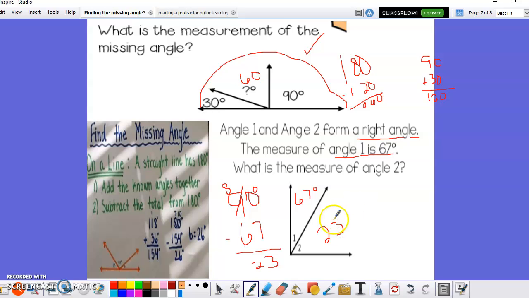Well, I want to make sure that I have a correct answer, so I'm just going to say 67 plus 23. If it equals 90, then I know I am correct. And it does equal 90 degrees, so I am good. Angle 2 is 23 degrees.